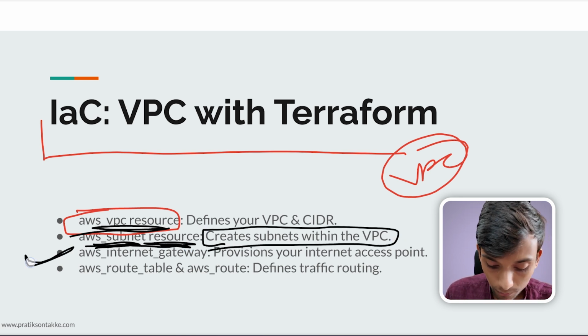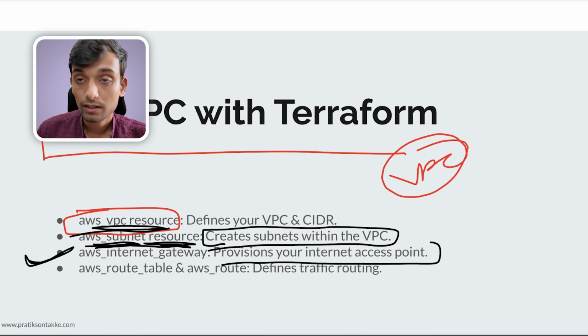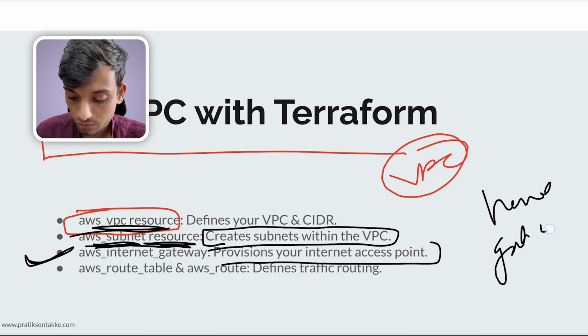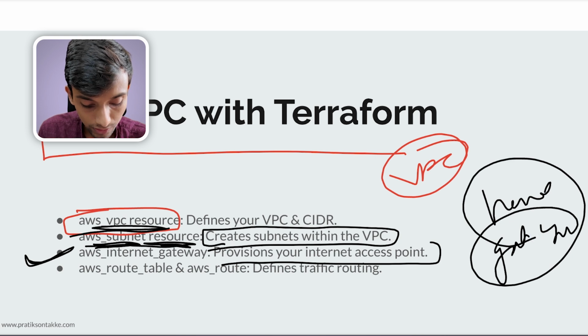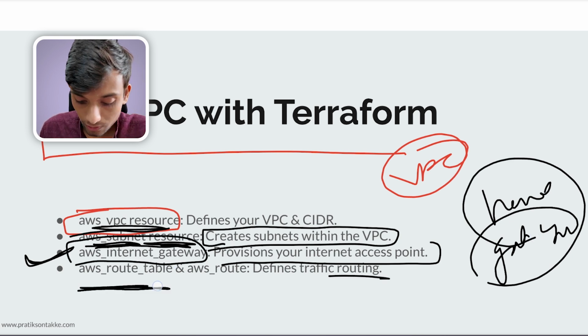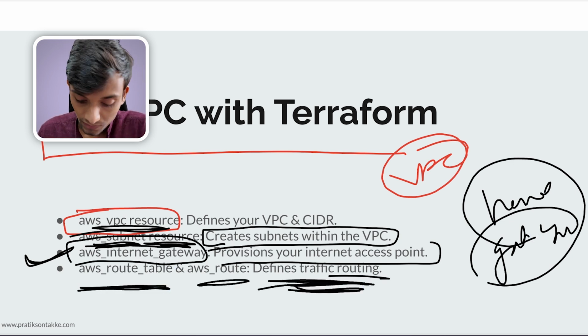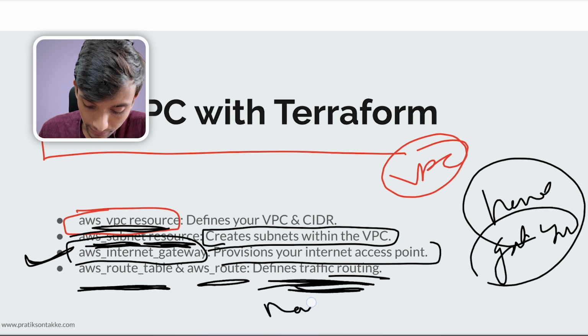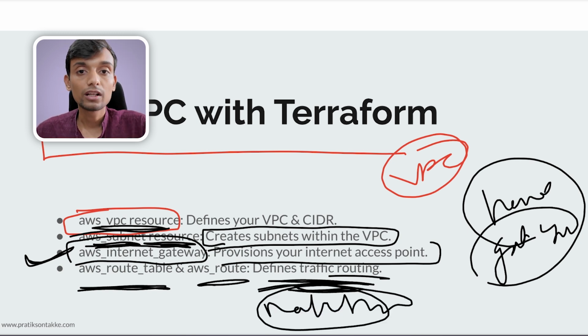AWS Internet Gateway provisions your internet access point. We used to call this the home gate, the IGW. This is how we are going to create it. AWS route table and AWS route define traffic routing, right? So this is called the navigator. So yeah, let's go to the Terraform file now.